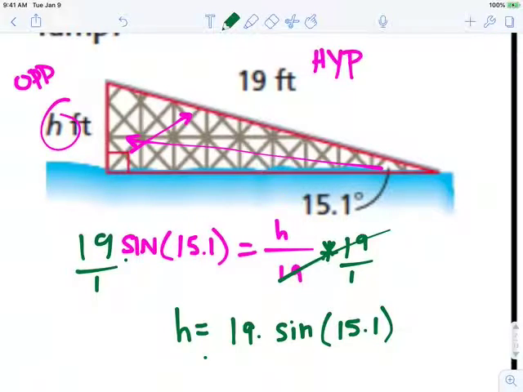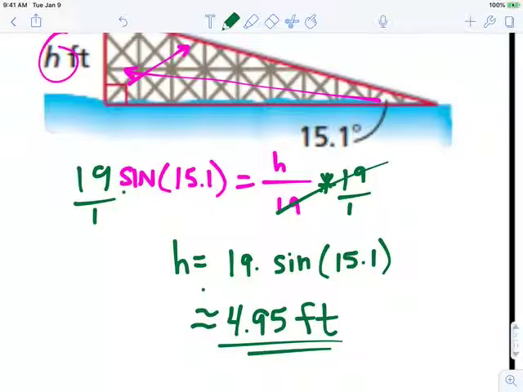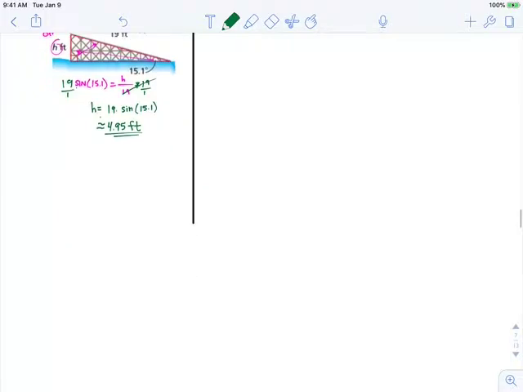What'd you get? 4.94? Yeah, if you want to round it to the nearest hundredth, we'll say 4.95. Everybody get that? Yep. All right, and we're talking about feet here. H is roughly 4.95 feet. All right, so that one's pretty straightforward, right? Yeah. So applying it, easy application there.